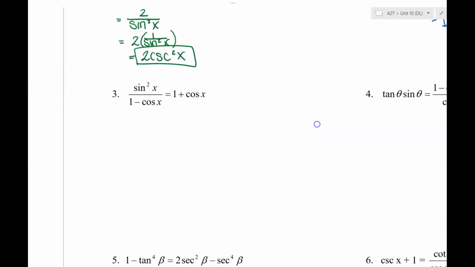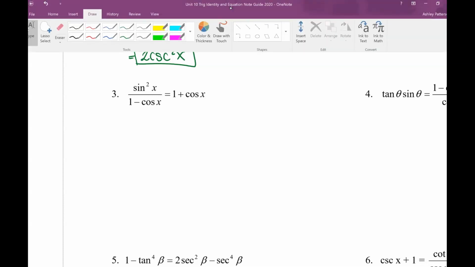Okay. Well, now look at 3. There's an equal sign, so that means that we definitely are trying to make one side look like the other. And I'm going to work with the left side because there's more to work with.